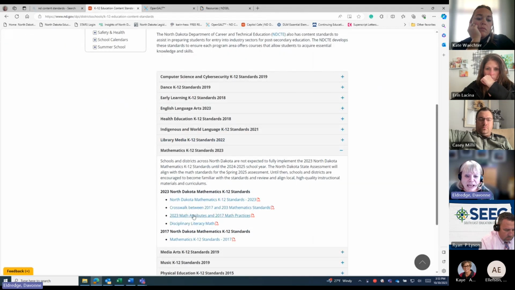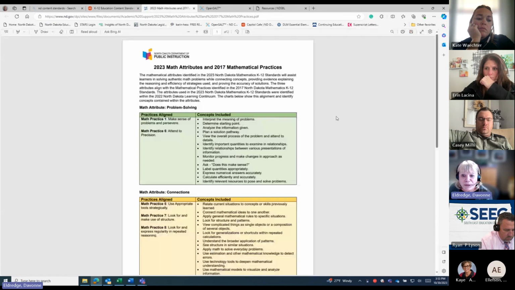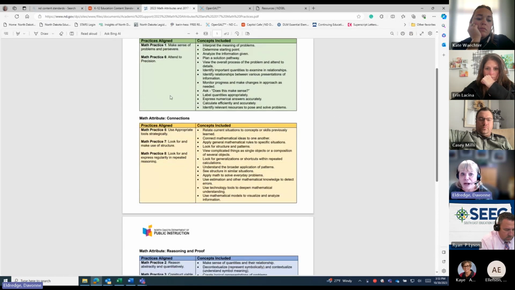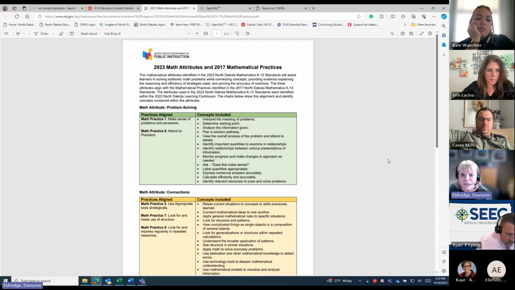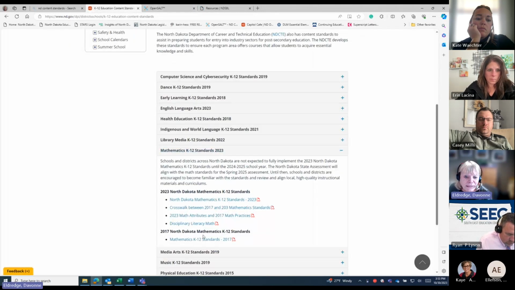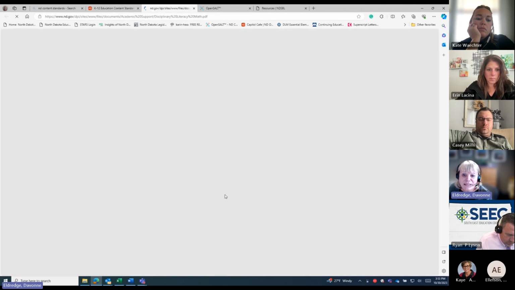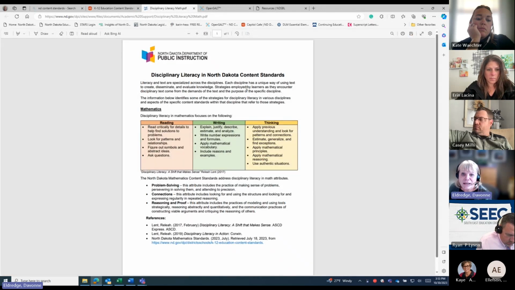The other thing we have is the math attributes one, where it talks about what the practices were and what the current attribute is, and then it tells about some of the concepts that might be included within that area to show that you're meeting those attributes. And then there is the disciplinary literacy in math, and this is a one-pager, and it shows how you can implement the math in reading, writing, and thinking, and how it all fits together.